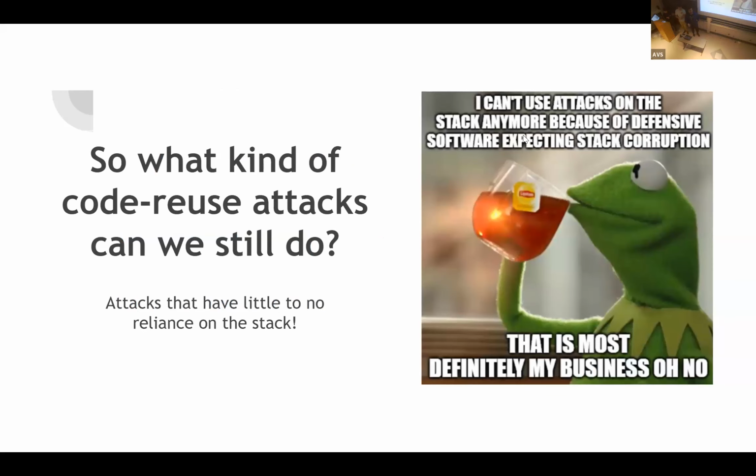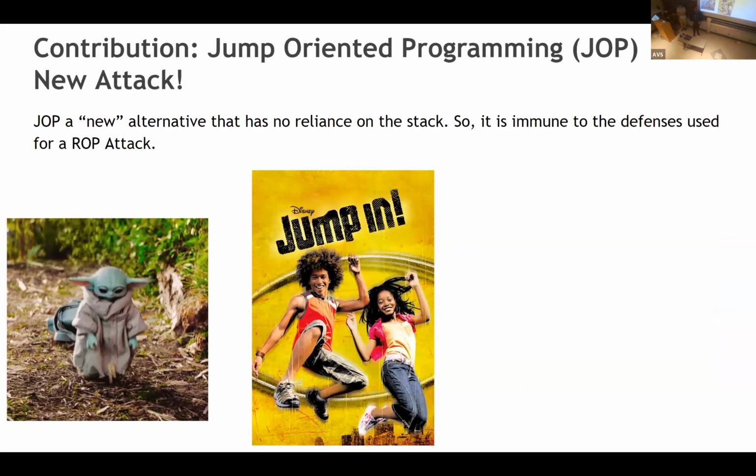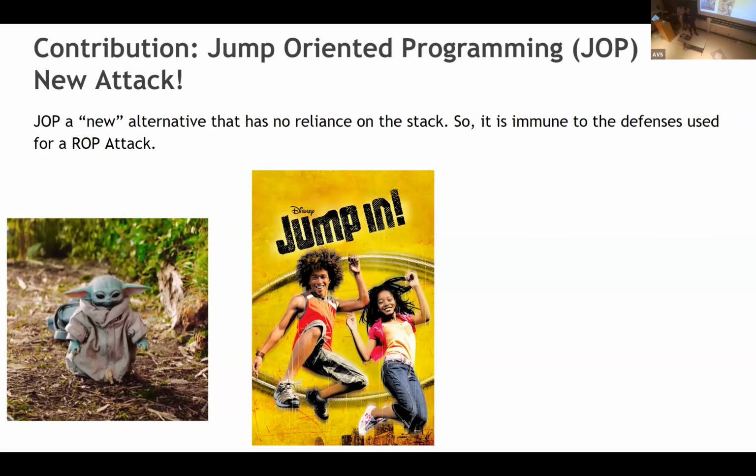So this begs the question: what sort of code reuse attacks can we still do? As Darian mentioned earlier, we already have ways of detecting when a stack is being messed with. So the answer is attacks that have little to no reliance on the stack, and particularly attacks that have little to no effect on the stack's control flow. Here comes the contribution of the paper, which is called jump-oriented programming.